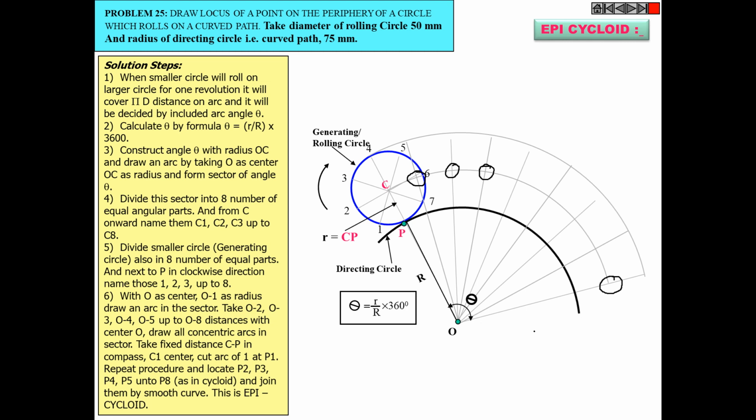Sir, how do we draw the center line? I take the distance OC in your compass. Place your compass at point O. Distance is OC. Just draw this curved line. And this curved line intersects your bisected sector line. That particular point will be your center point for the new rolling circle. This will be center point C1, center point C2, center point C3. Likewise, this will be center point C8. Yes or no? Yes, sir. Okay.